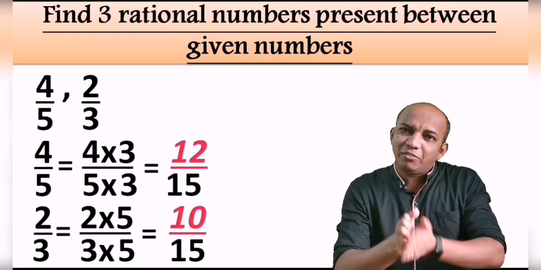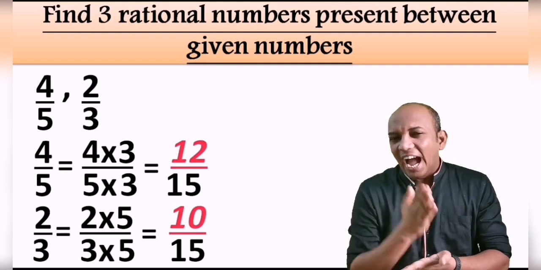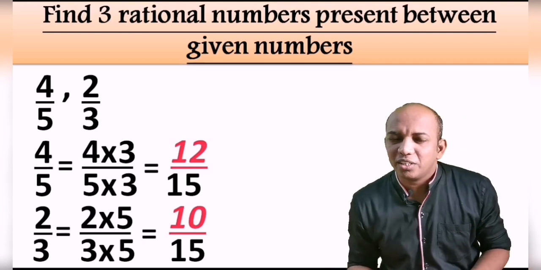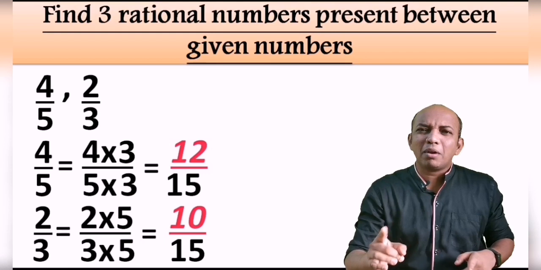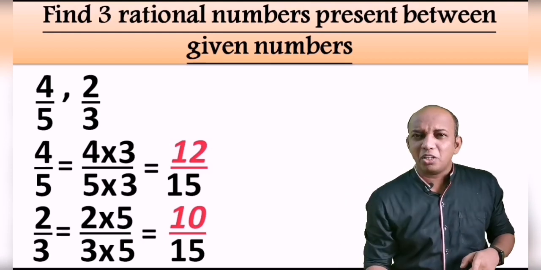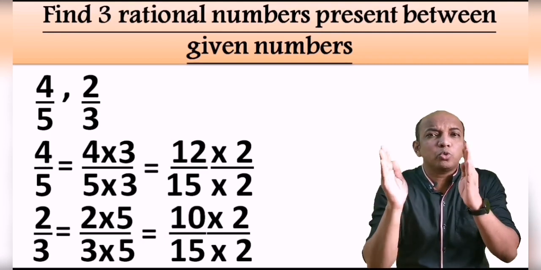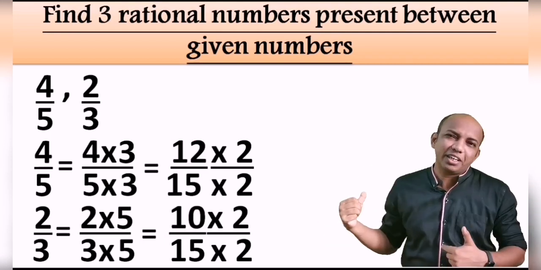So what we are going to do, we have to convert these fractions also, which ones, 12 upon 15 and 10 upon 15, again to their equivalent fractions. And how to convert them, you can choose any number that you like and multiply the numerator and denominator of both the fractions by that number, but the number should be the same. So over here I'm going to choose 2. So what we get, 12 into 2, 15 into 2, 10 into 2 and 15 into 2 again, right?